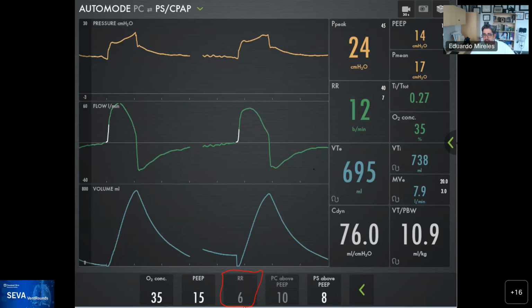Ariel, you had a comment there. Can you comment on this, please? You have done a lot of work on auto mode.